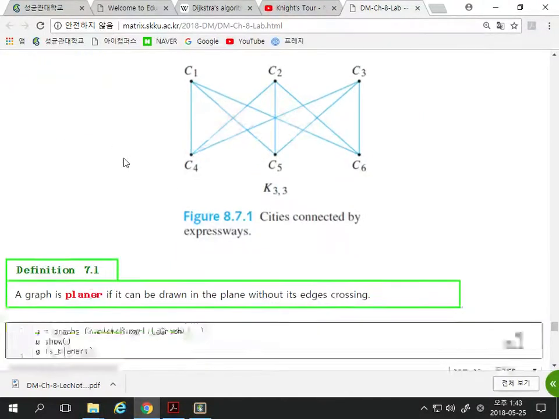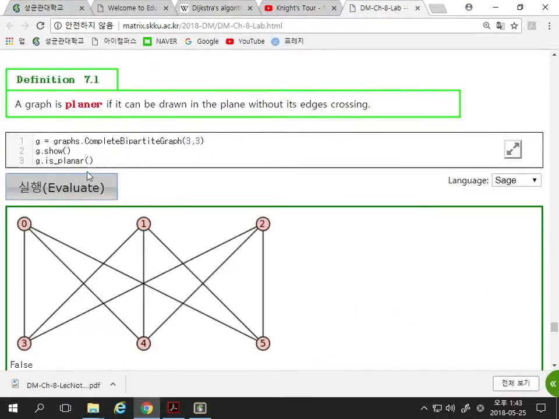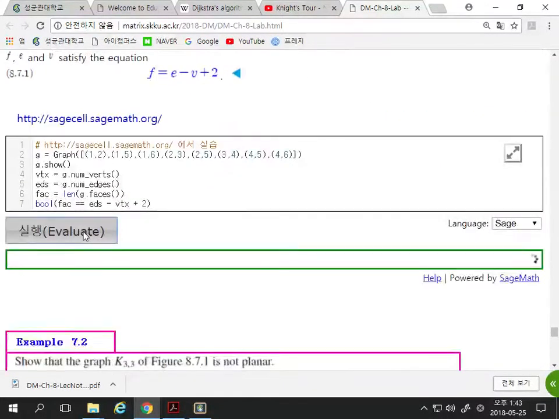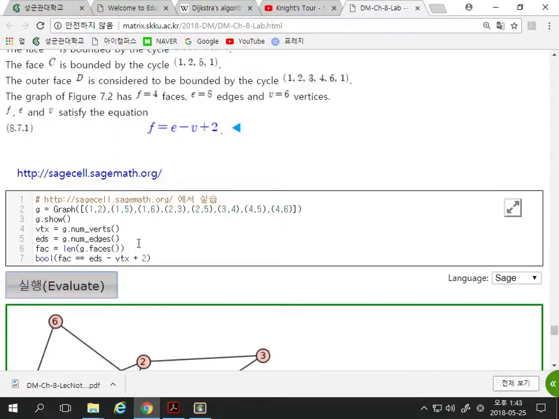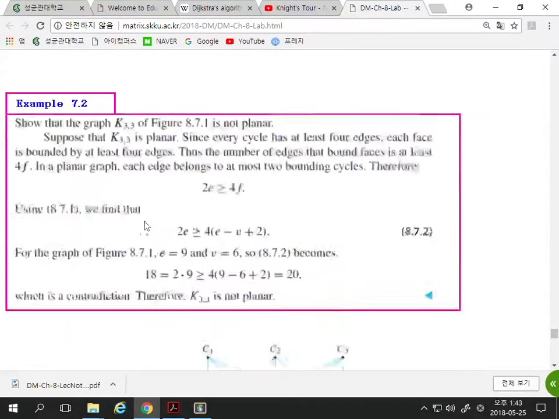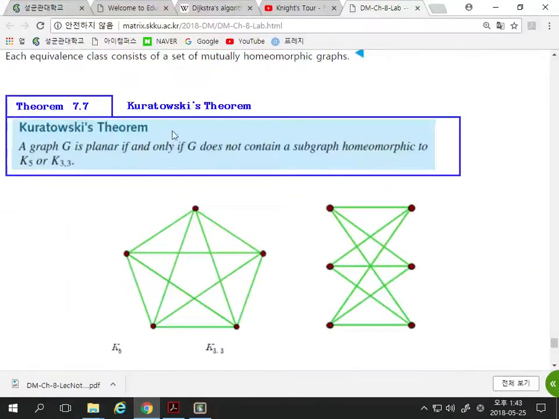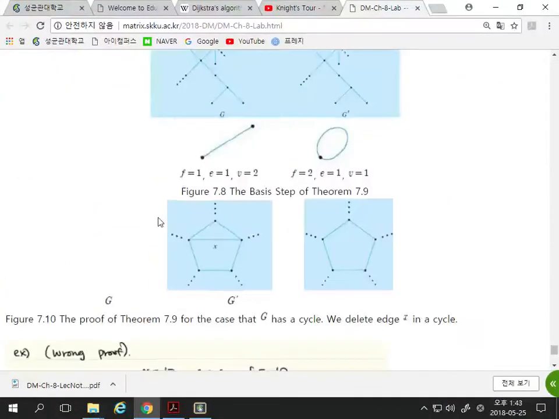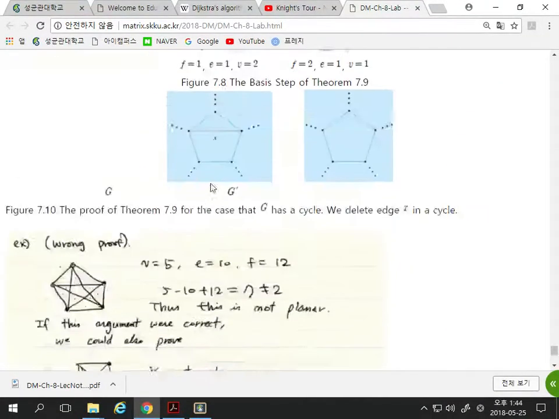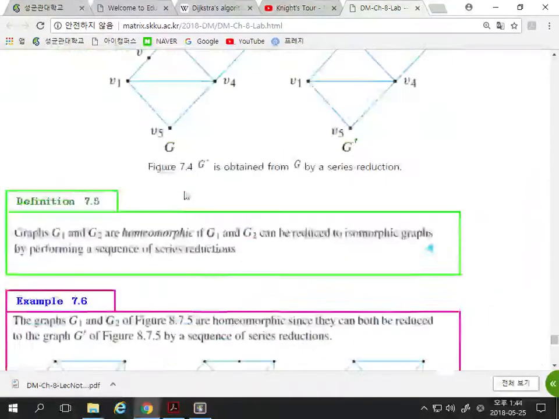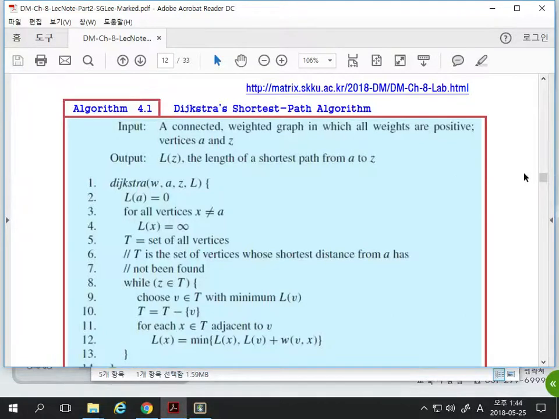And next, the last part is planar graphs, and we can check whether the given graph is planar or not. This is not a planar graph, and we can easily check whether Euler's formula is true or not. And Kuratowski's theorem and Euler's formula for a graph. I think that's the end of it. Anyway, you can check this code to get a visual understanding of the concepts that we are learning here.